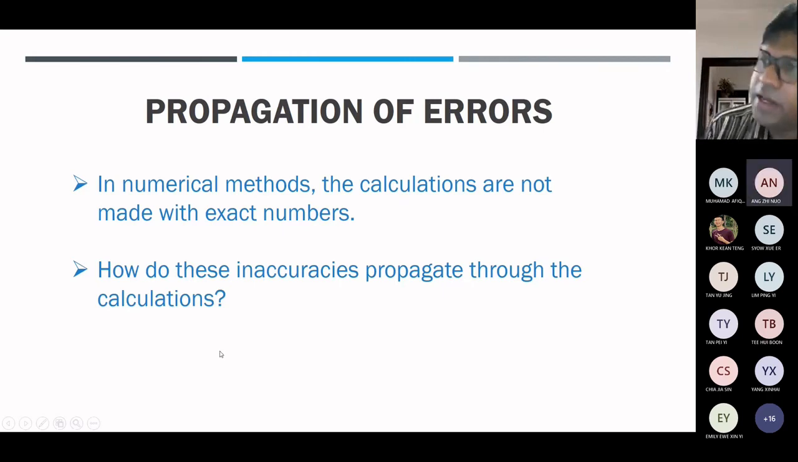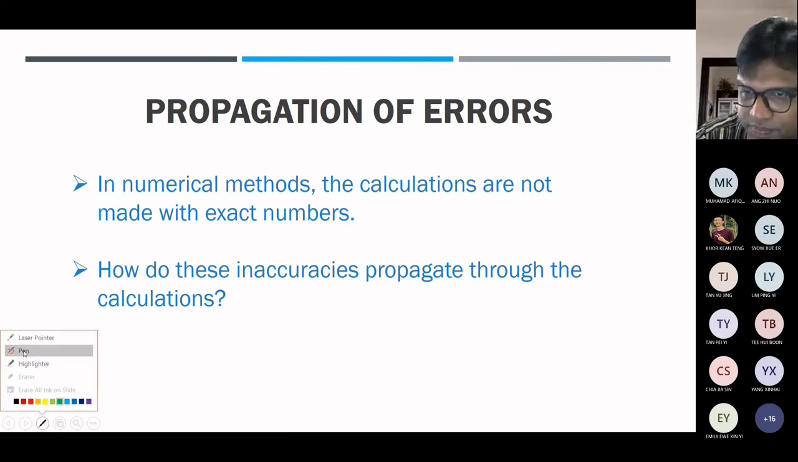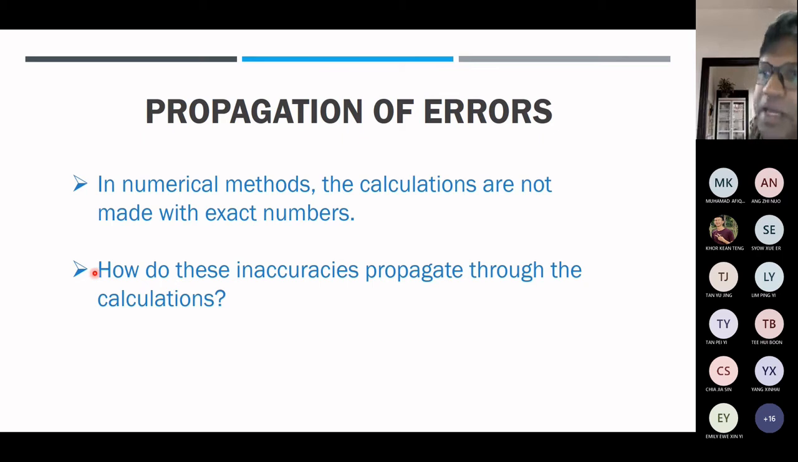Okay, propagation of the error. Let me see what it means. Propagation of error, as I said earlier, is a secondary error, the error which is caused by the primary error. In numerical methods, you should understand that the calculations are not made with exact numbers. This is very, very important knowledge. We do not deal with exact solutions, we only look into approximations.